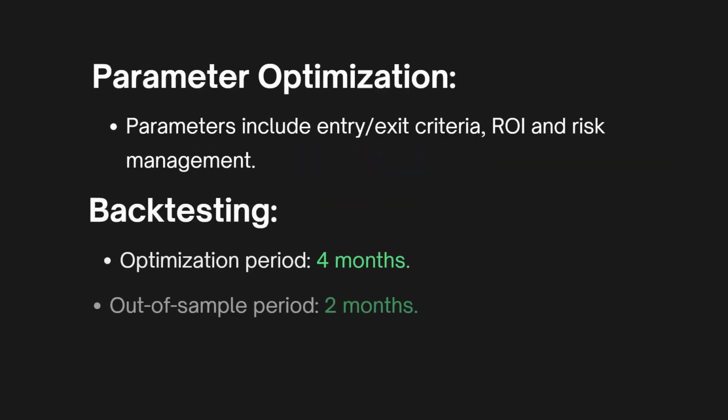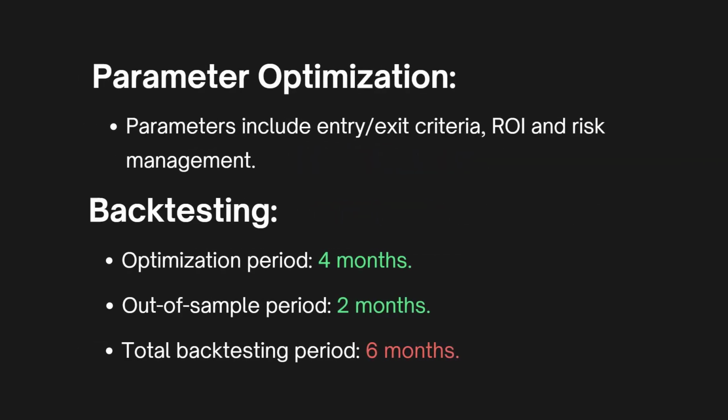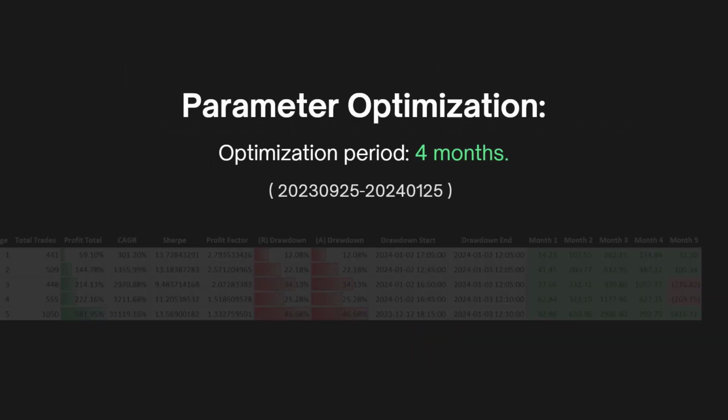We will optimize parameters such as entry, exit criteria, ROI, and risk management for each leverage level over a period of 4 months, and use the most effective parameters to perform additional out-of-sample backtesting for 2 months, totaling a 6-month period. Now let's examine the optimization results.